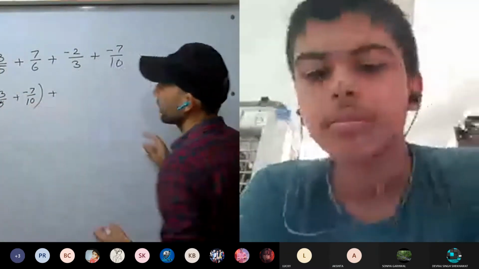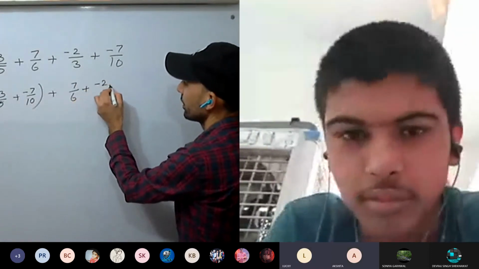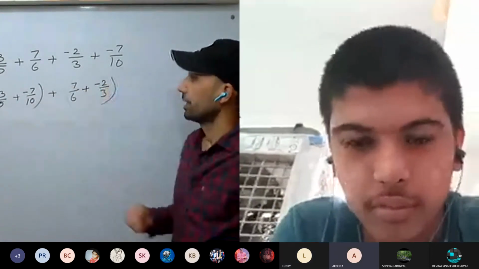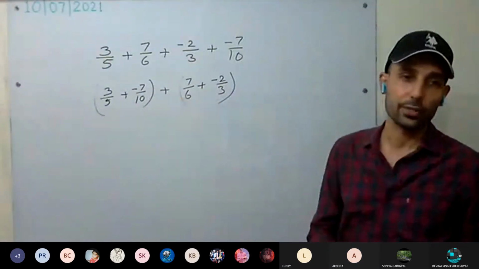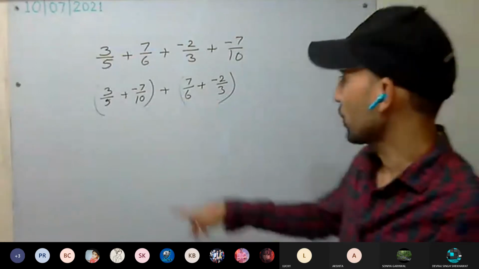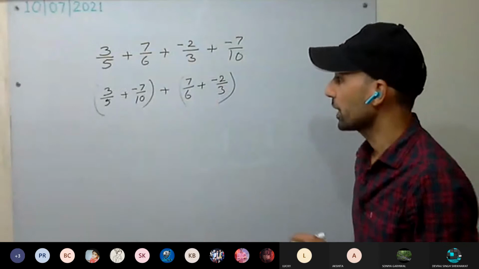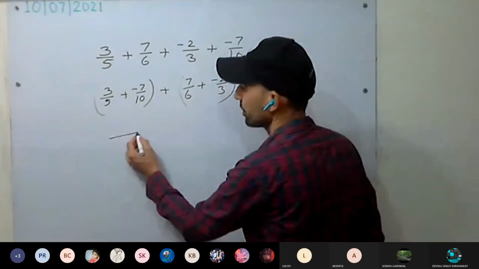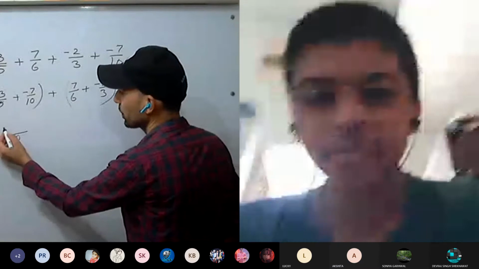Another, 7 upon 6 plus minus 2 upon 3. So you have rearranged it and formed the grouping, and now you are going to solve. Okay, solve it. Now, first solve it in the group. How much are you going to get? What will be the LCM? So 10. Okay.